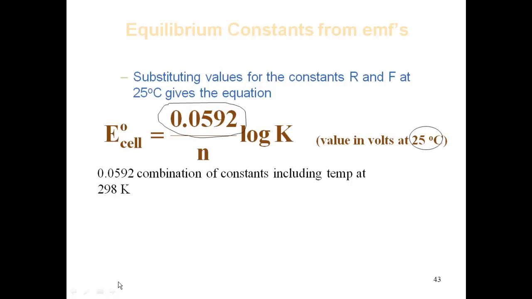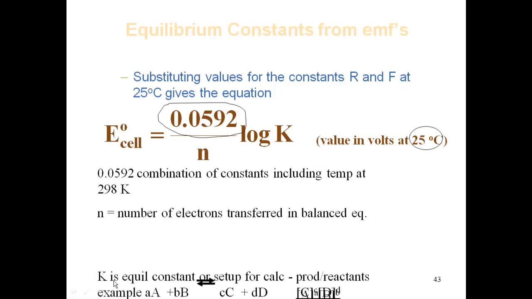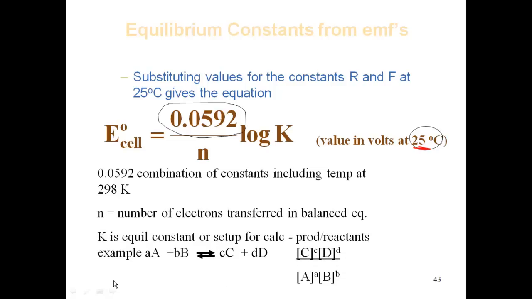Now realize that this equation is that of a standard cell, therefore we are at 25 degrees C for this equation. E of the cell is equal to 0.0592 divided by N, which is your number of electrons being transferred in your balanced equation, times the log of K, where K is your equilibrium constant, which is set up with your products over your reactants, each one of those raised to their coefficients, as we did throughout several chapters in this course. Remember that solids are 1 and pure liquids are 1.